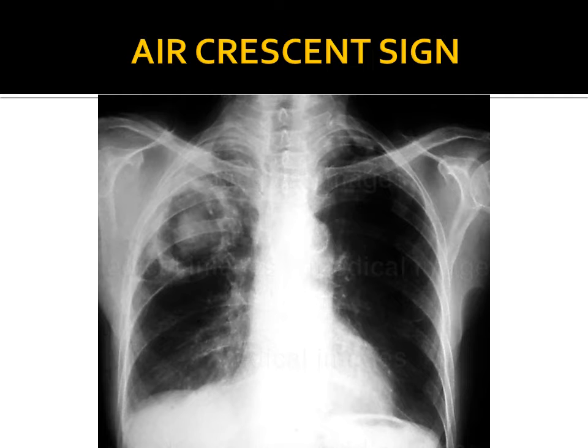But the difference is that in aspergilloma, the cavity will be thick-walled and irregular, whereas in hydatid cyst, the cavity wall will be smooth-walled and thin. So it is classically seen in aspergilloma.